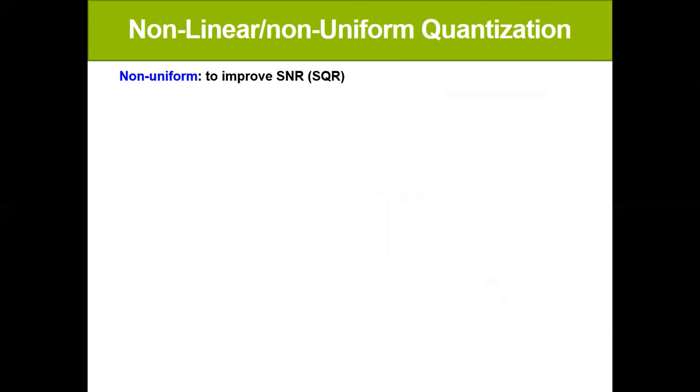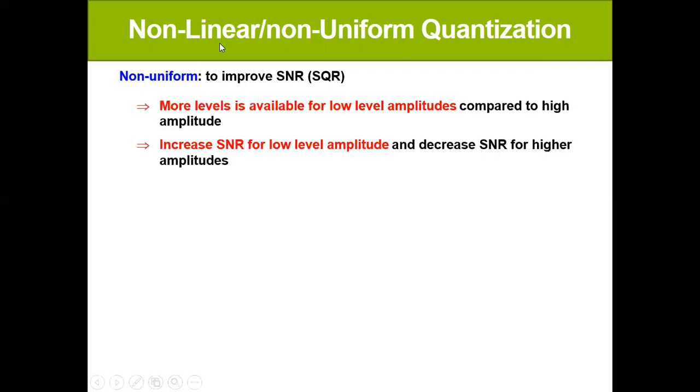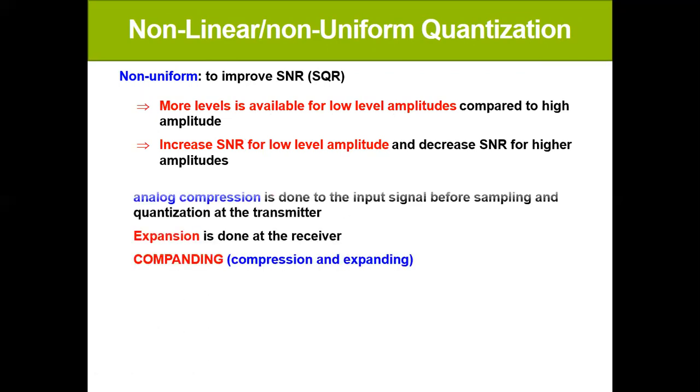Okay. So what are the uses of non-uniform or non-linear quantization, in terms of non-linear PCM? They are used to improve the signal to noise ratio. More levels are available for low level amplitude, where there is turning, compared to high level amplitude. This can increase the signal to noise ratio for low level amplitude and decrease the signal to noise ratio for high level amplitude. Here, two things are done, compression and expansion.